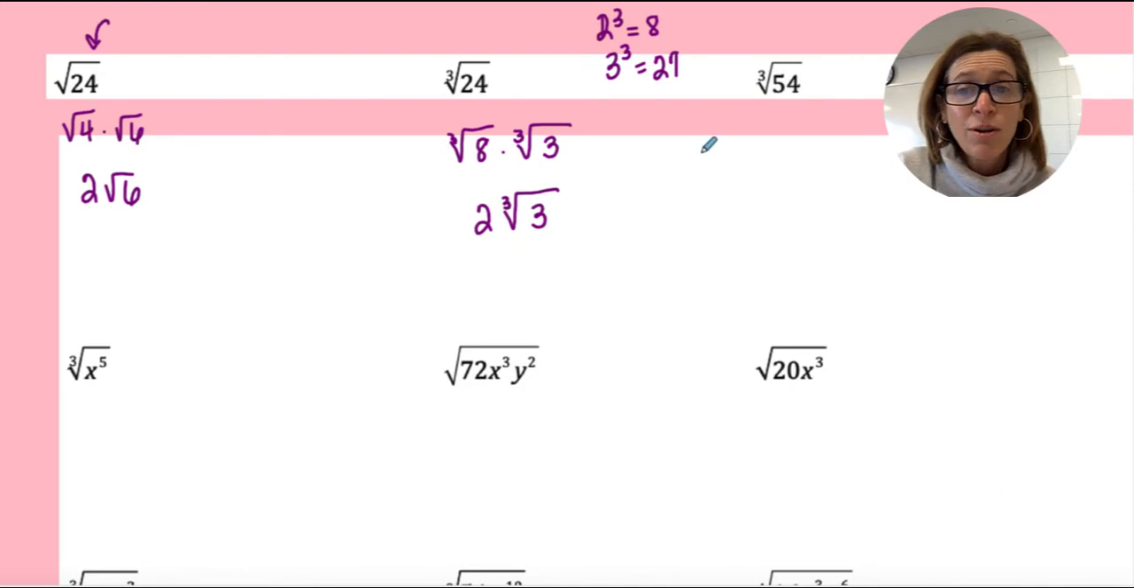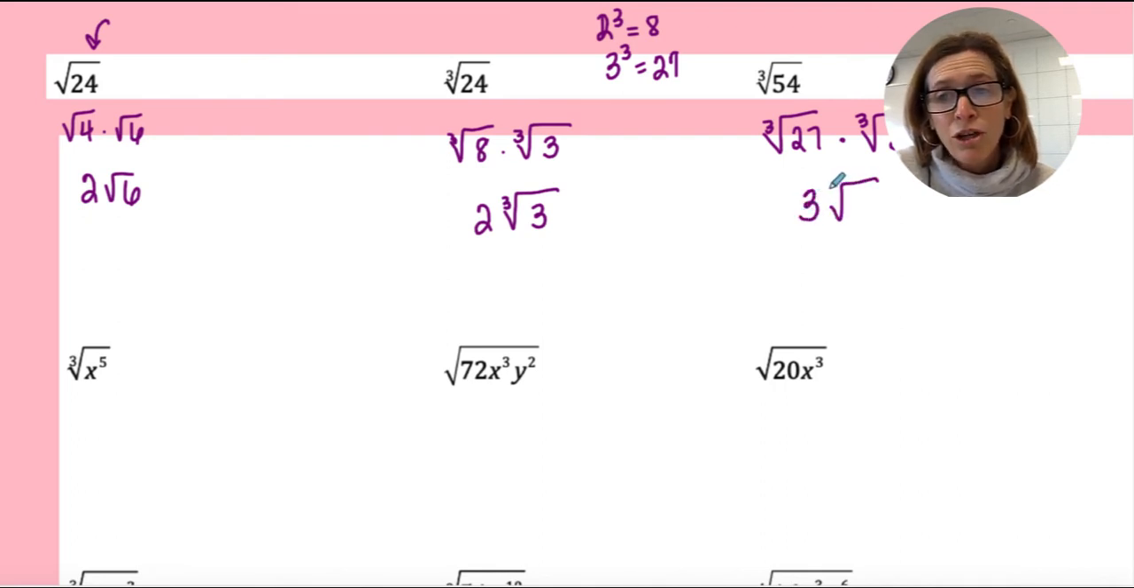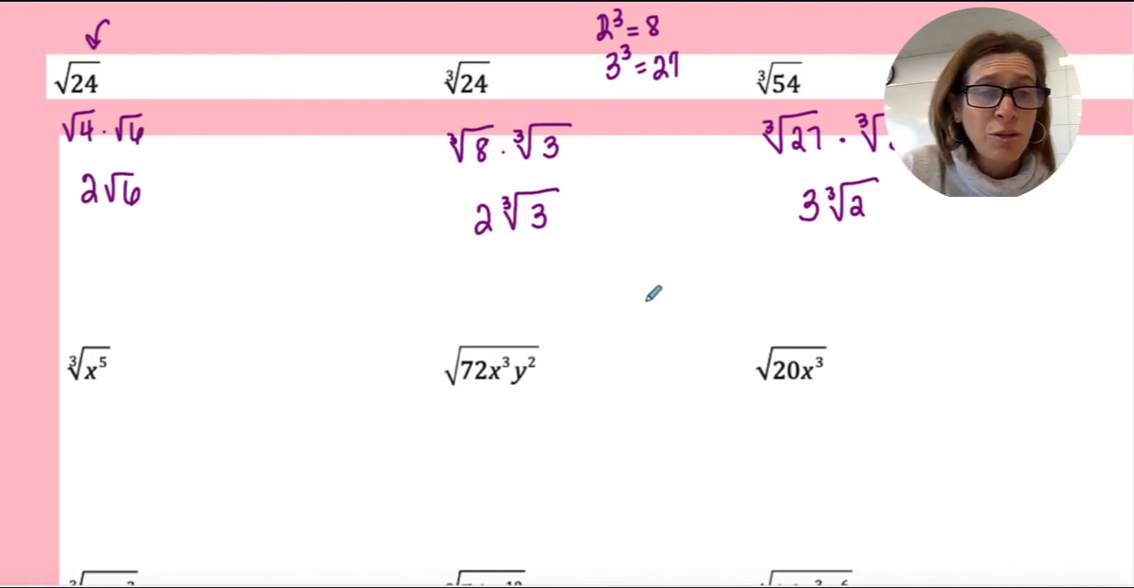All right, let's try the next one. Cubed root of 54. I want to break it up by a perfect cube, okay? All right, so 27 is a factor of 54, so I'm going to write this as the cubed root of 27 times the cubed root of 2, because 27 times 2 gives me 54. All right, the cubed root of 27 is 3, so it would be 3 cubed roots of 2. Those indexes are important, guys, so let's make sure we write them.